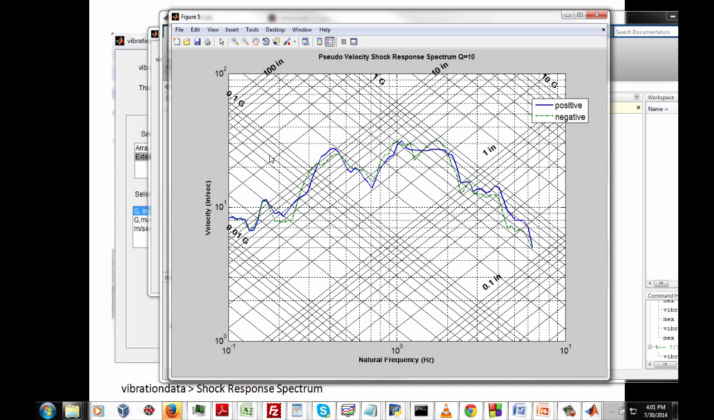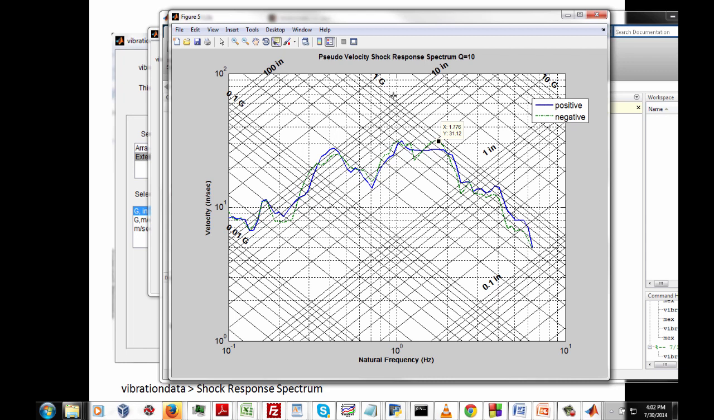But here's the difference now: the downward sloping lines represent the equivalent acceleration in g's. This downward sloping line is 1/10 of a g, and this downward sloping line is 1 g. And this particular point here at 1.8 hertz, we're going to pick up. So at about 1.8 hertz, we have about 31 or so inches per second.